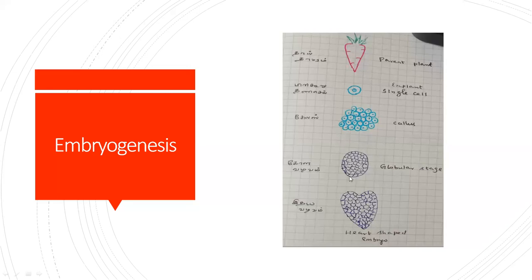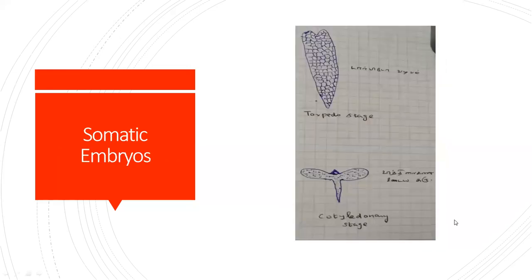Initially, it resembles the globular stage embryo, followed by the heart-shaped embryo, then the torpedo stage. Finally, it resembles the real embryo of the higher plant. Here it is a dicotyledonous plant embryo. Embryo with radicle, the embryonic root, plumule, the embryonic shoot, and the cotyledons.